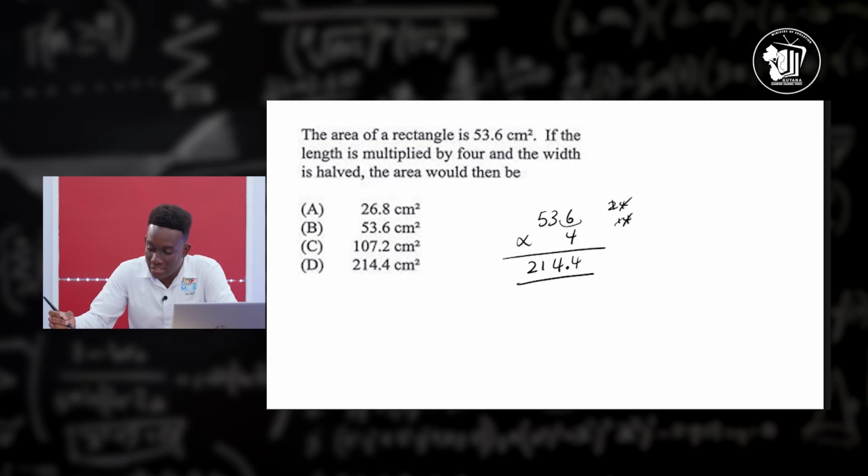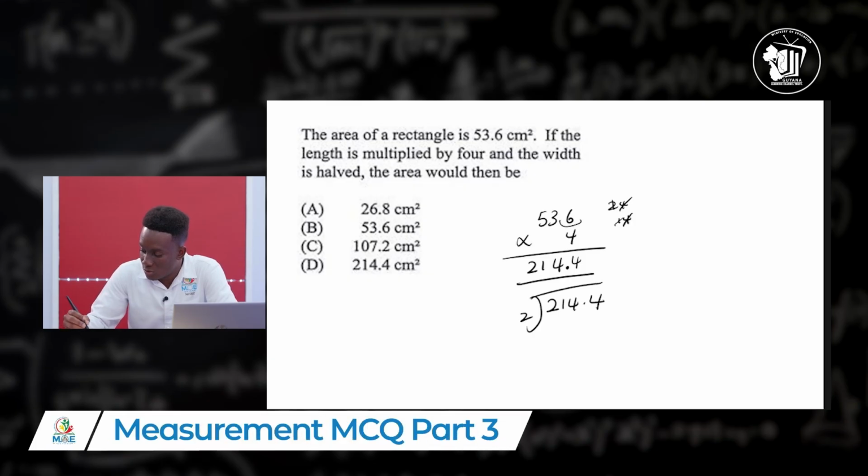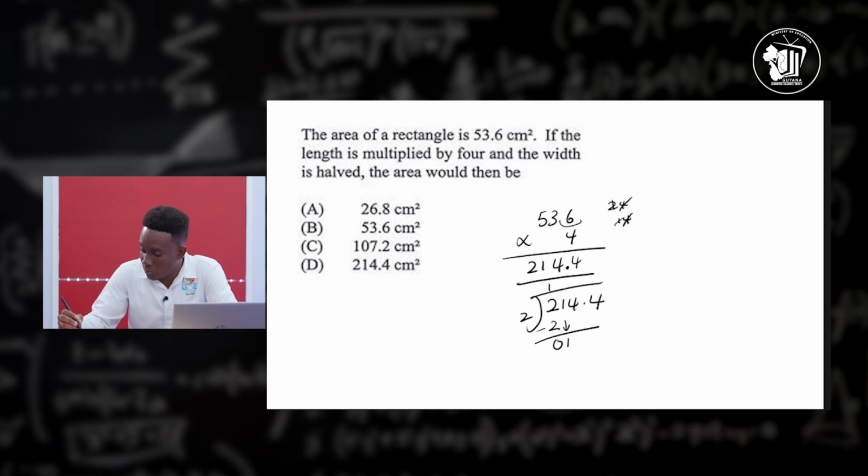And then it said the width was halved. So we can halve this here as well. So 214.4. Now we can halve it by dividing by 2. So 2 can go into 2 1 time. 1 times 2 is 2. Subtract there, you're left with 0. Bring down the 1. So 2 can go into 1 0 times. So you bring down the 4.